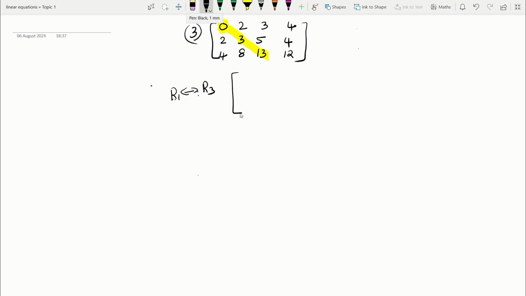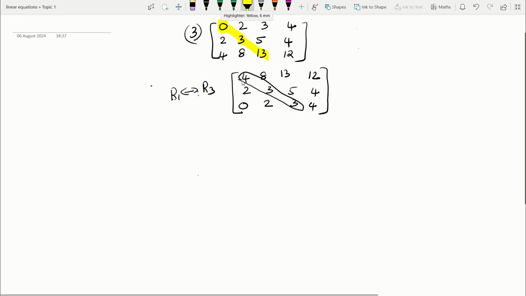Now coming to this one, I'm going to interchange it. See, I can interchange first row and second row, or first row and third row. Okay, why? Because I don't want 0 here, I want the numerical, but I prefer this 0 let it be in the third row. So I prefer to do this R1 to R3. I am interchanging that. 4, 8, 13, 12. Then again 2, 3, 5, 4. 0, 2, 3, 4. This is what I interchanged.